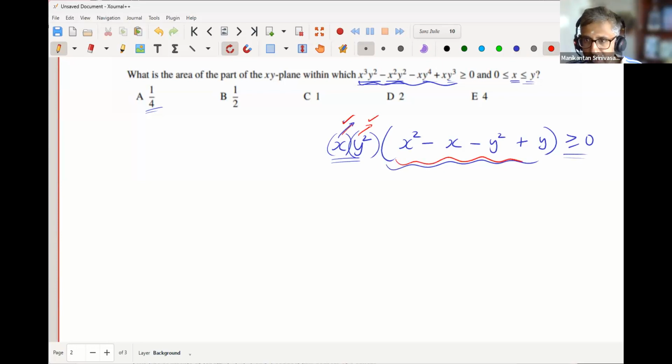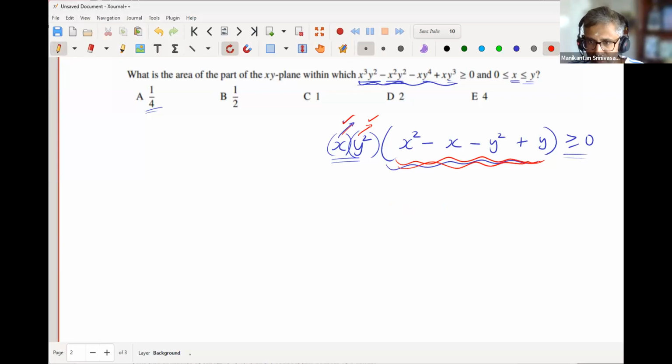So bottom line, it reduces to working out what this region maps to, right? X square minus x minus y square plus y should be greater than or equal to 0. Okay, so let's just do some simple manipulation. So I can say x square minus y square is greater than or equal to x minus y. Or rather, since y is the bigger quantity, let's write it such that y square comes on the positive side.